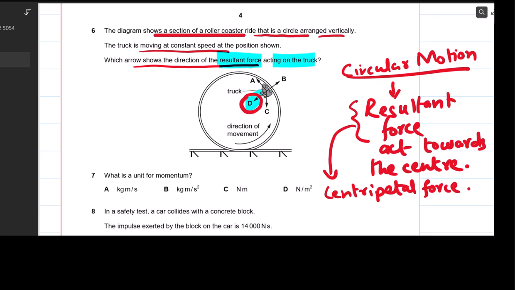This is a very straightforward question. And also remember, acceleration is also in the direction of force.